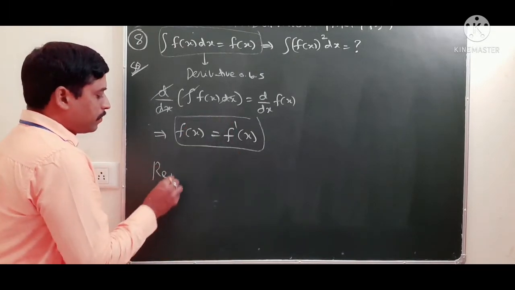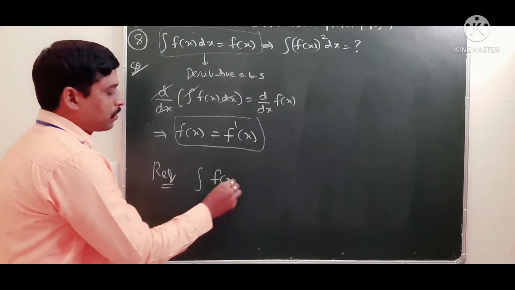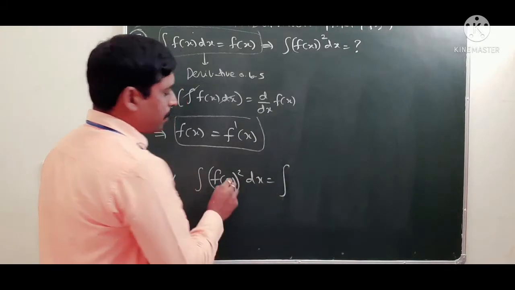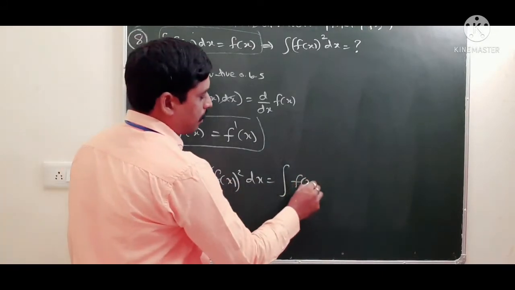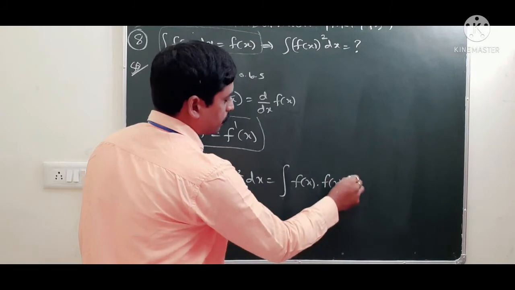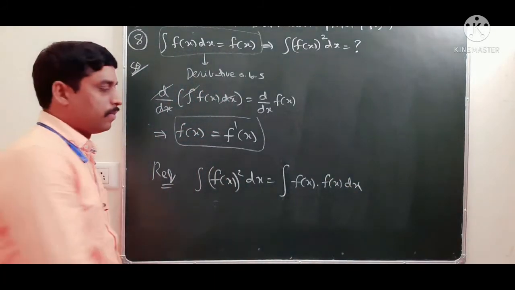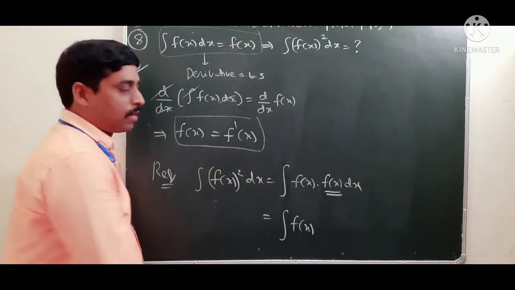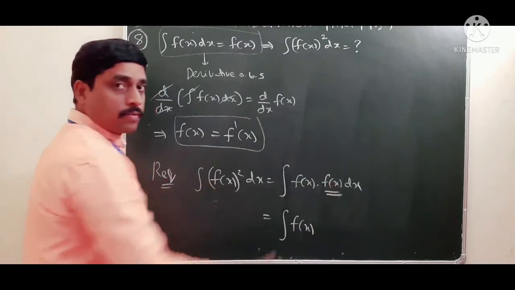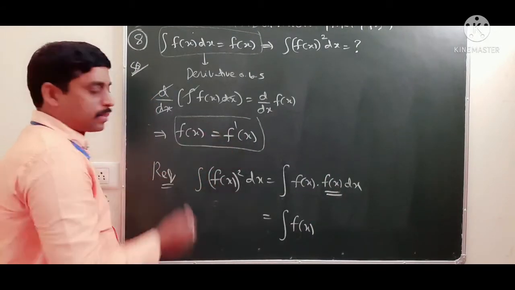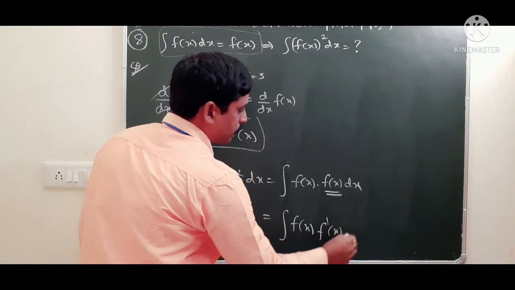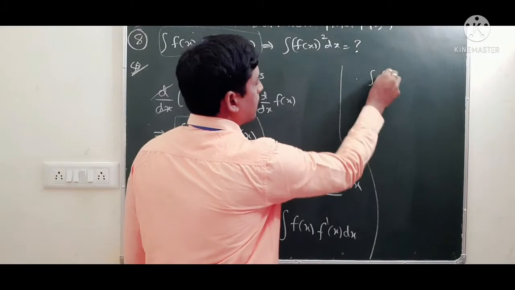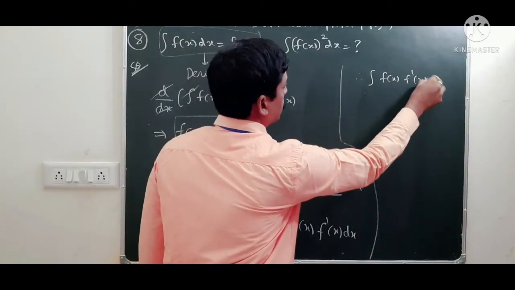But what is required? Integral f of x whole square. This can be written as integral f of x into f of x. One f of x value we got as f dash x. So f dash x dx. So this can be written as integral f of x into f dash x dx.